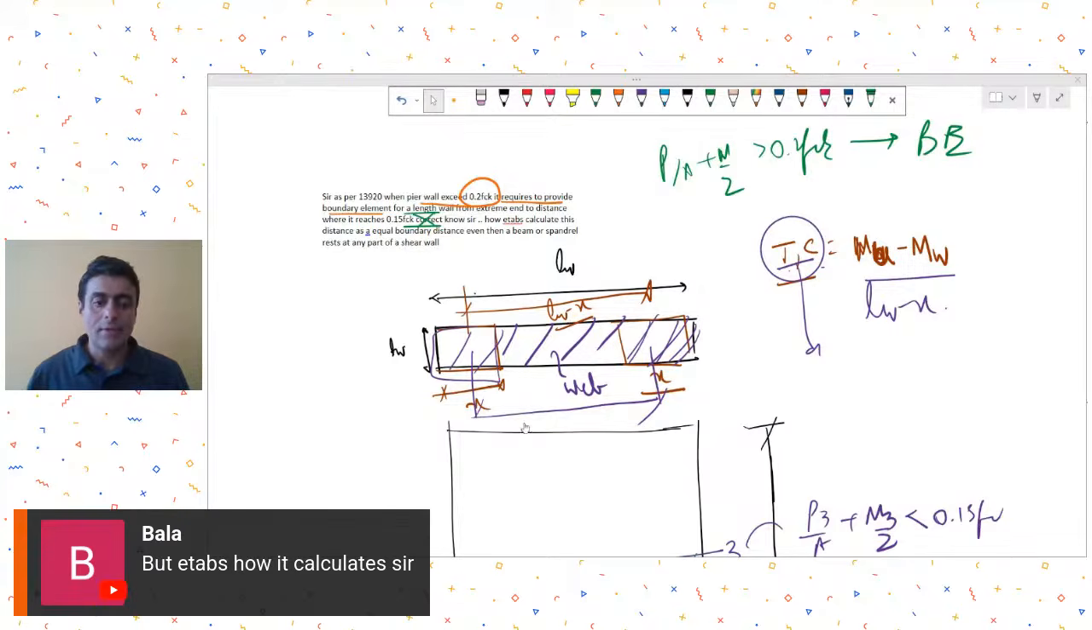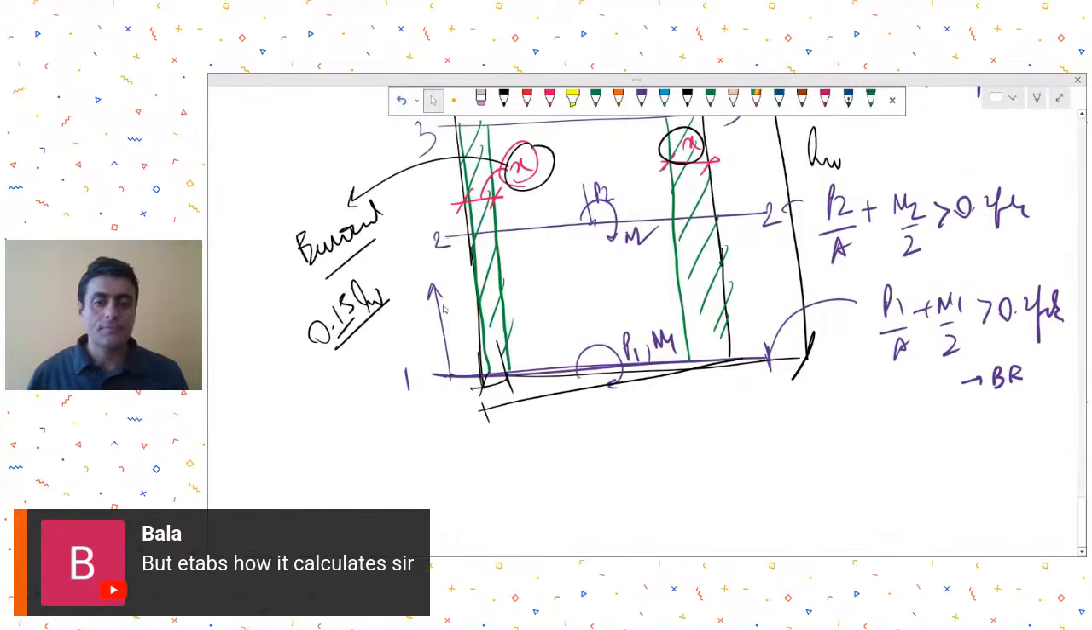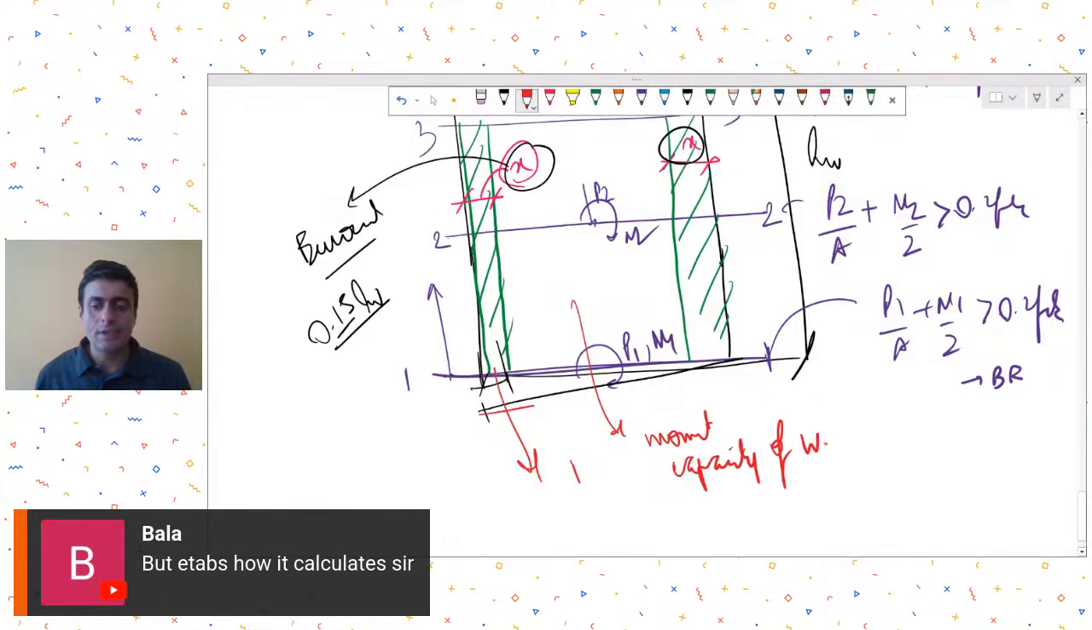How does ETABS calculate it? So ETABS does not. You should not check the boundary element length that ETABS gives you. Why? Because ETABS does not consider the moment capacity of this web portion. Moment capacity of the web portion is not considered by ETABS.